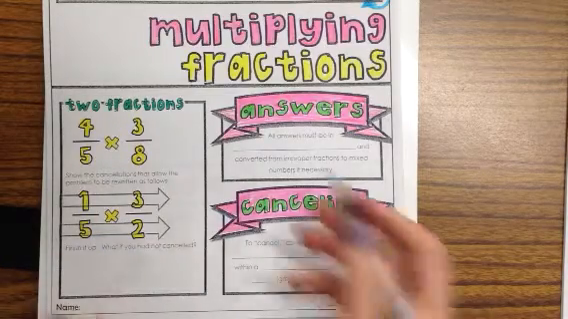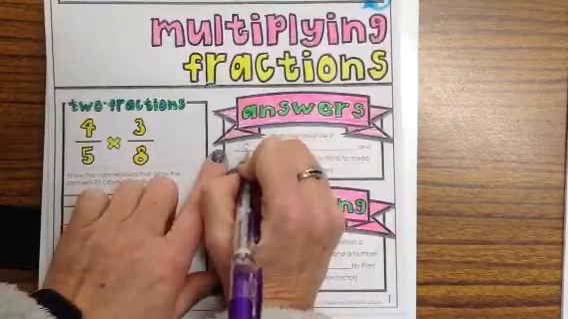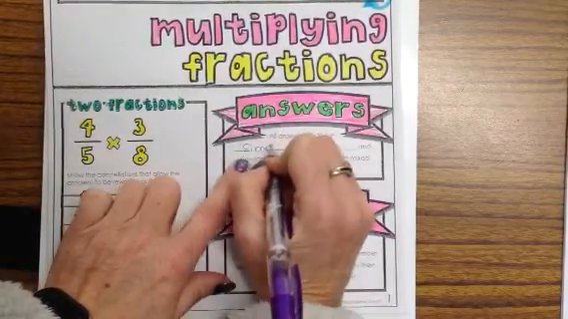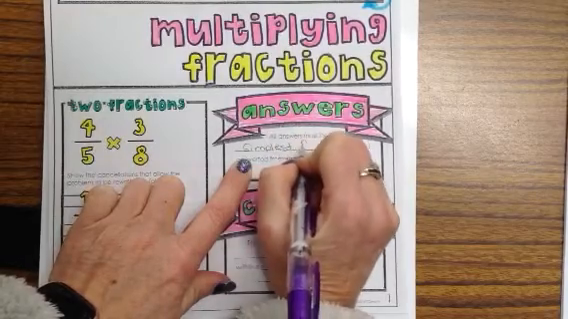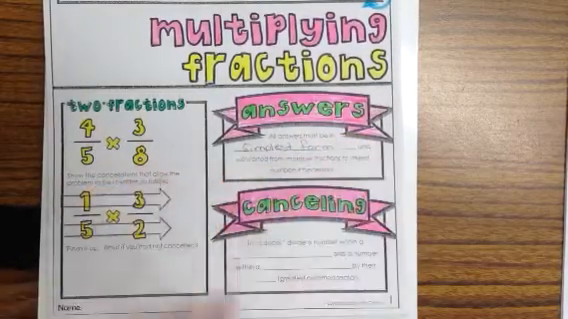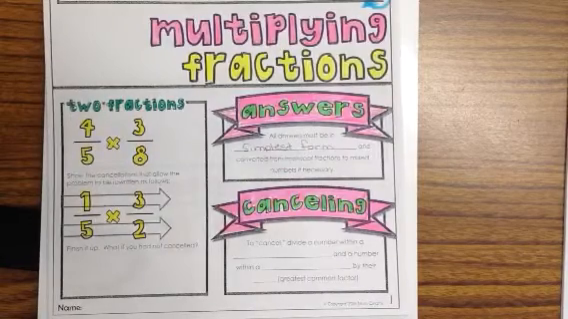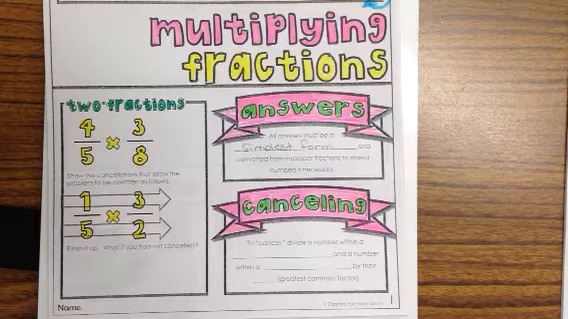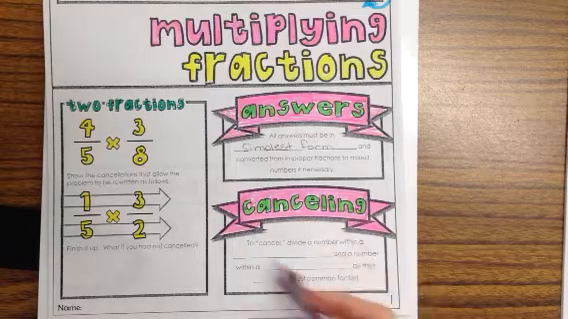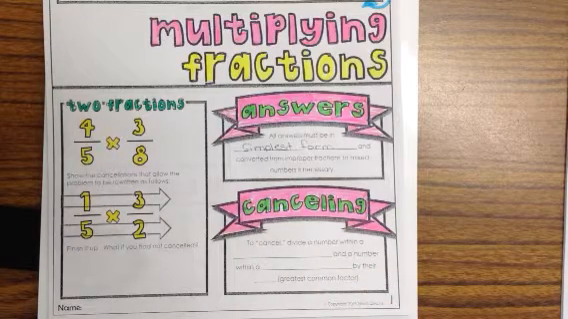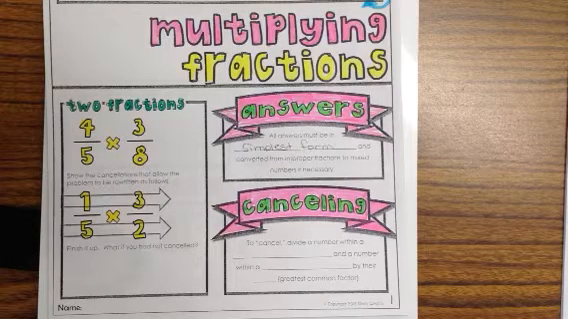So, all answers must be in simplest form. Sorry, my writing's a little messy. And convert improper fractions to mixed numbers if necessary. We worked on a lot of that last week with your worksheets, so this should be, oh yeah, I know how to do that. Canceling is going to be something new. Some of you may have seen that. Some of you, this might be brand new to you, but we're going to give it a try.